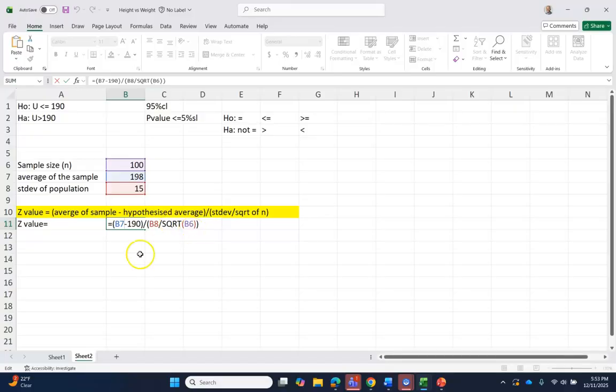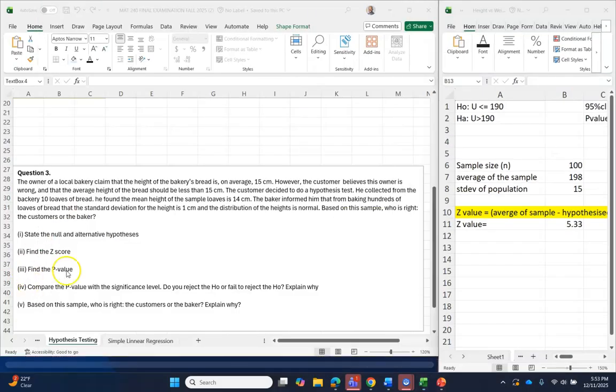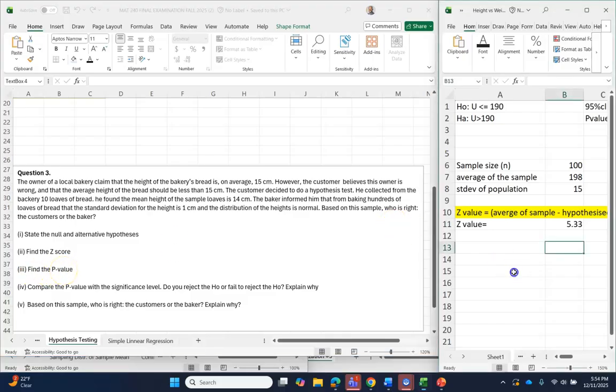And if you can enter, you will see that the z-value is 5.33. So I'll put this into 2 decimal points. So that's 5.33. And in this case, I have already fulfilled the second part of the question, and that is to find the z-score. Now I'm going to work on the third, which is to find the p-value.